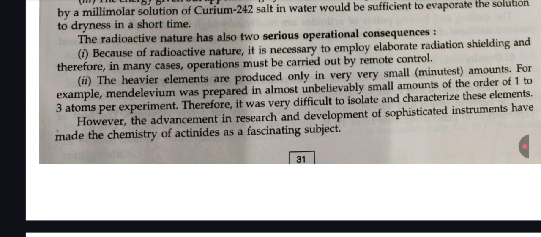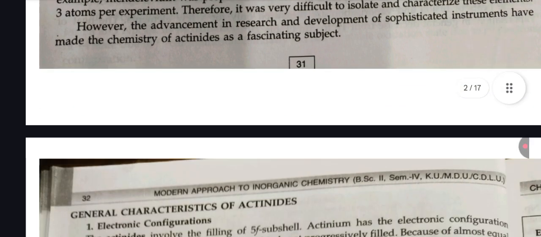Second, the heavier elements are produced only in very small amounts. For example, mendelevium was prepared in almost unbelievably small amounts, of the order of 1 to 3 atoms per experiment. Therefore, it is very difficult to isolate and characterize these elements. However, the advancement in research and development of sophisticated instruments has made the chemistry of actinides a fascinating subject.